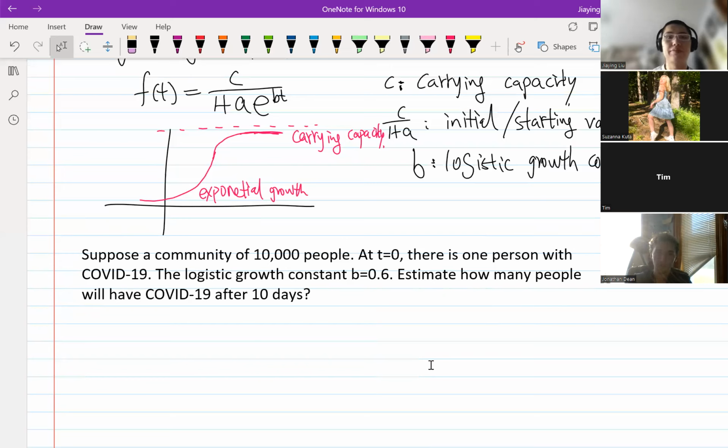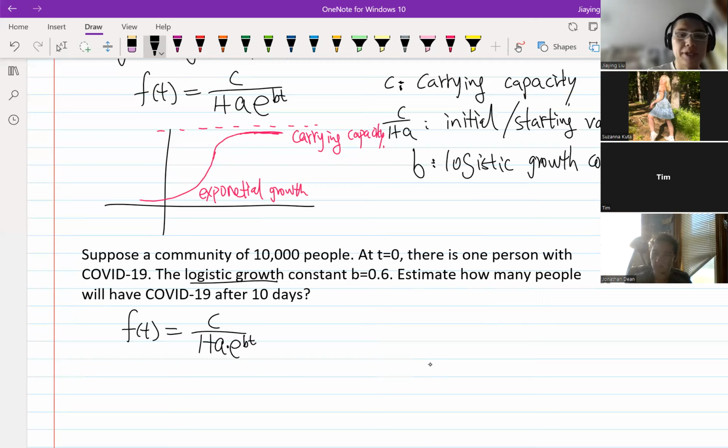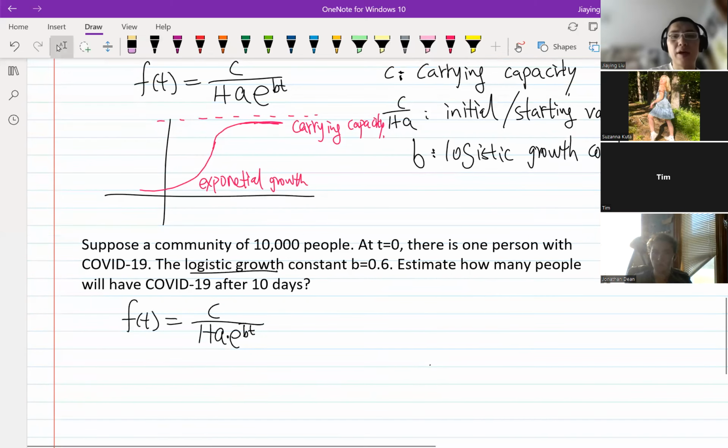So this one, we're definitely going to use the logistic growth model above. So we know the formula we're going to use is f of t equals C over 1 plus A times e raised to the negative B t in the denominator. And we need to know the C, the A, and the B, right? And we also need to know the population of people with COVID after 10 days. So let's worry about that second part later. Let's just see if we have a formula with A, B, and C.